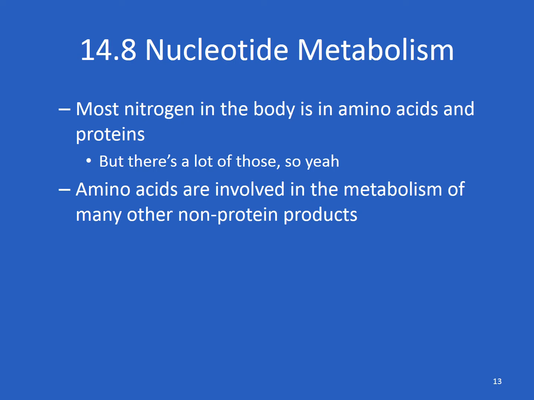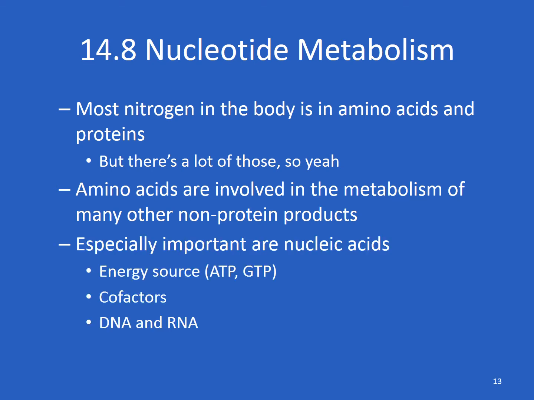But also, importantly, these amino acids are involved in the metabolism of lots of other useful things in your body that are not proteins. So especially important are nucleic acids. We've already run into these a few times. ATP and GTP can be used as energy sources, and these are derivatives of nucleic acids. They can be cofactors for enzymatic reactions, and perhaps most importantly, they can be used for DNA and RNA.